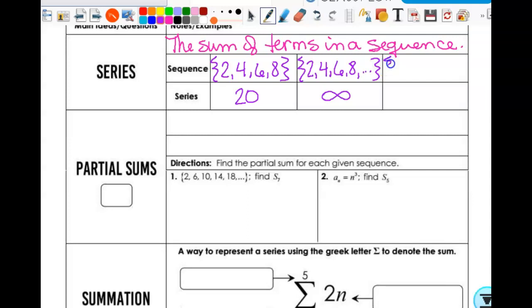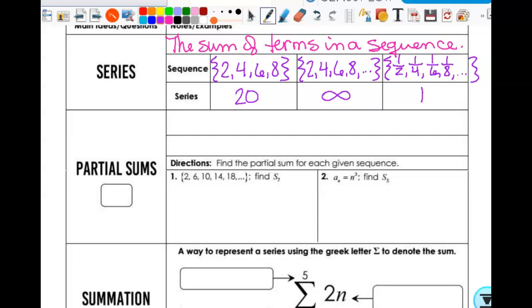If I have 1 over 2, 1 over 4, 1 over 6, 1 over 8, and that keeps going, when you add all those up, you get 1. We'll look at why a little bit later, but that's what you get.